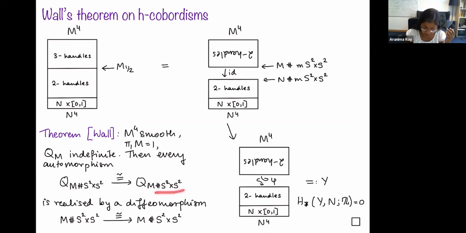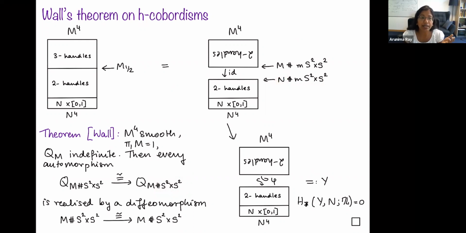And then lastly, in case you're wondering about this extra connected sum factor of S2 cross S2, that turns out not to be a big deal, because we either already have an extra S2 cross S2, or if we don't, we can always add a canceling 2-3 handle pair to make sure that there's an extra S2 cross S2, depending on whether N and M have indefinite intersection form or not.